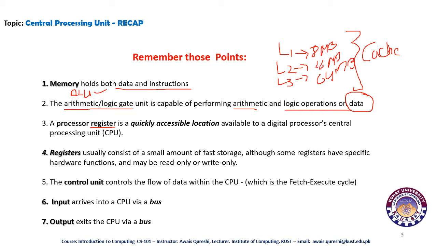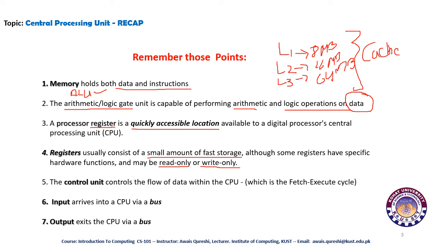The processor register is a quickly accessible location that is available to a digital processor, a central processing unit. And what are the functions of registers or these caches? Registers usually consist of a small amount of fast storage. What we mean by a small amount of fast storage is that registers are similar to RAM, although some registers have specific hardware functions and may be read only or write only. But the registers are very small in size as compared to the RAM.